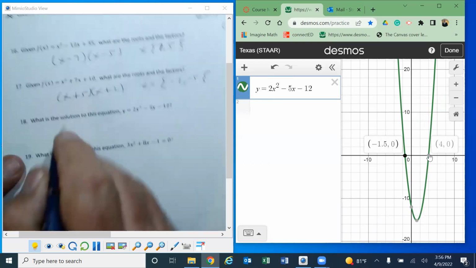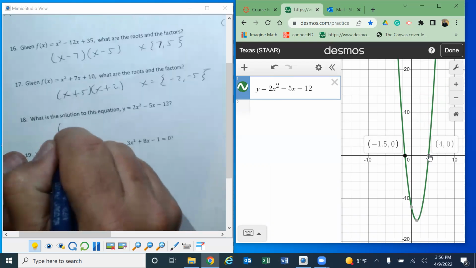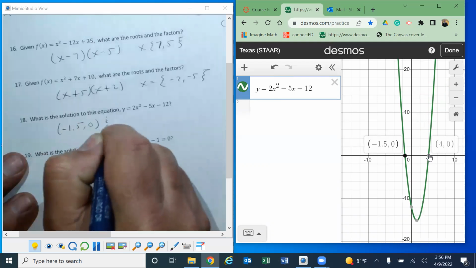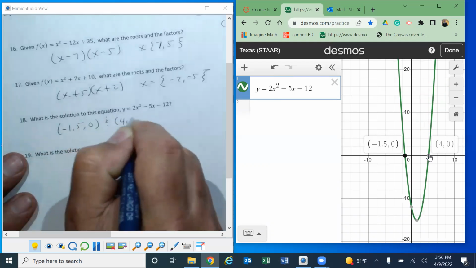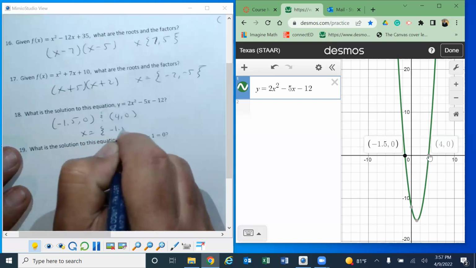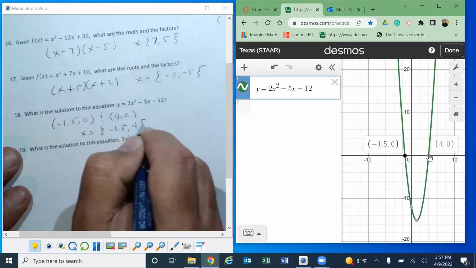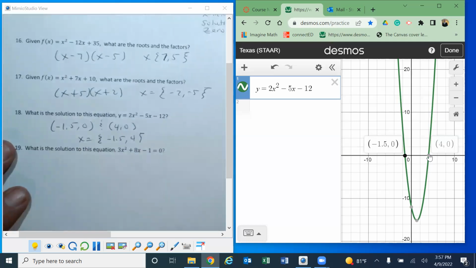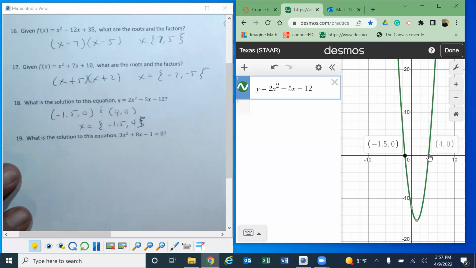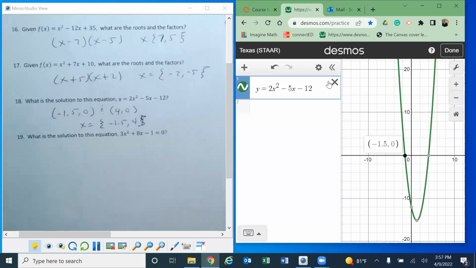So my answer would be, you can do it in parentheses where it's -1.5, 0 and 4, 0, or you could say x equals the bracket with a -1.5, 4 with another bracket. My brackets are horrible, I know. All right, so they're like that. That's my answer. They're crossing the x-intercept. That's how you do it. Remember, you get to do this on a STAR test too. So we're just learning all this stuff. This is what we're going to be doing a lot of practice in the next month.